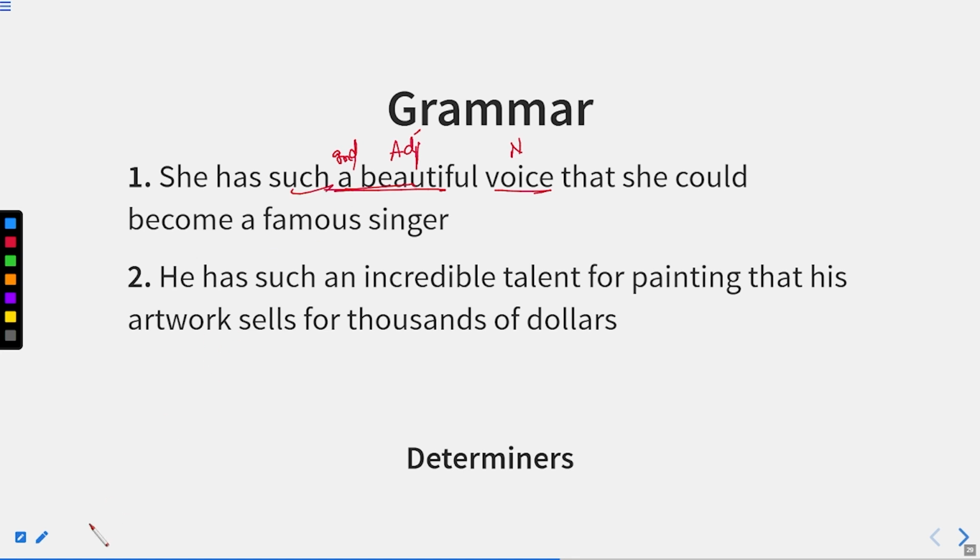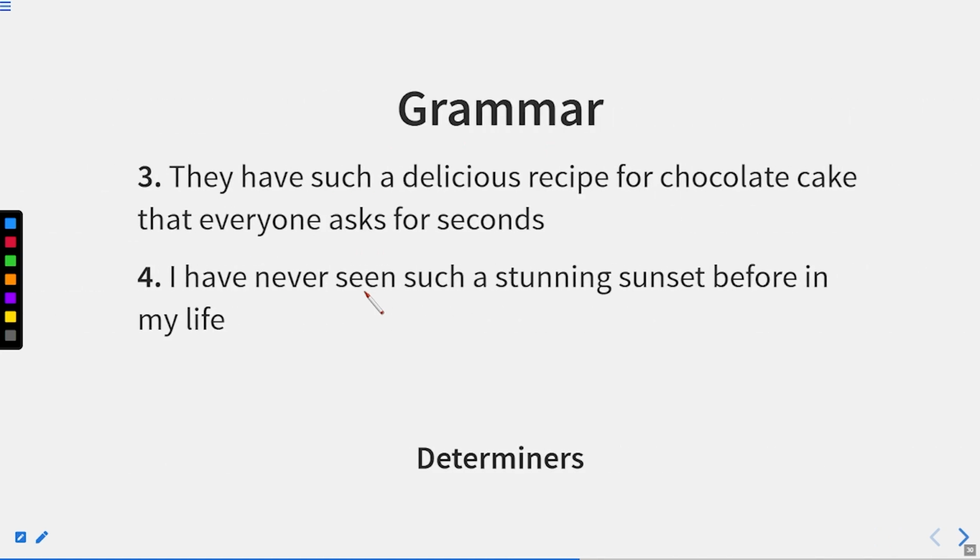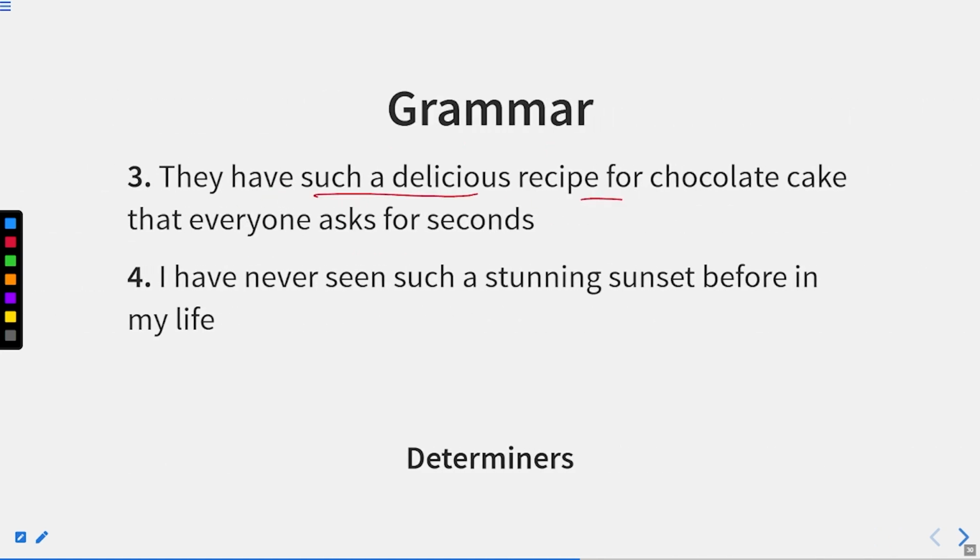She has such a beautiful voice that she could become a famous singer. He has such an incredible talent. So talent is a noun, incredible is an adjective, and we use an as the indefinite article because incredible begins with a vowel sound. We are using an over here. He has such an incredible talent for painting that his artwork sells for thousands of dollars. They have such a delicious recipe for chocolate cake that everyone asks for seconds. I have never seen such a stunning sunset before in my life.